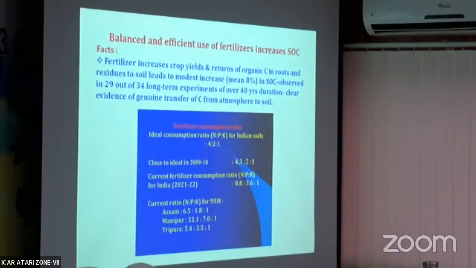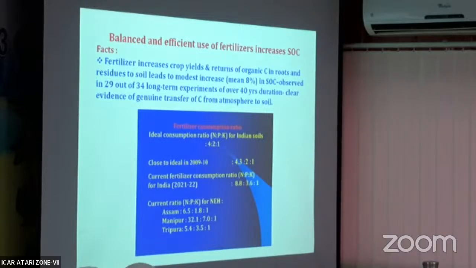So this was close to ideal during 2009-10, at 4:3:1. But if you see the current ratio in 2021, it is 8.8:3.6:1. It is a very wide NPK ratio. What does it imply? Degradation of soil quality. Why is it happening? It is because of nutrient-based subsidies. It is a wrong policy of the government. They are giving subsidy to urea, not to phosphorus and potash.